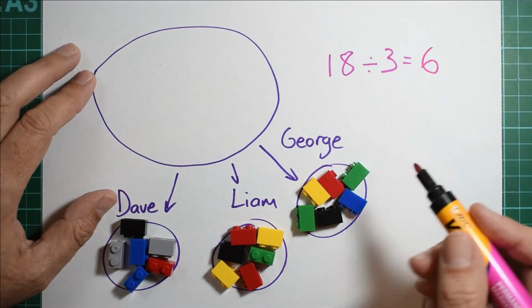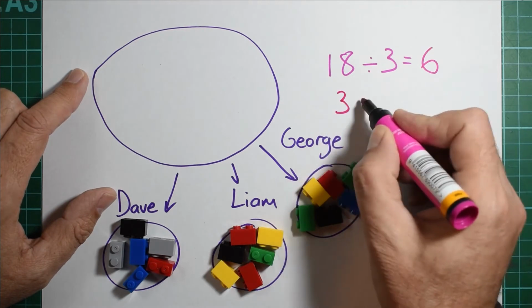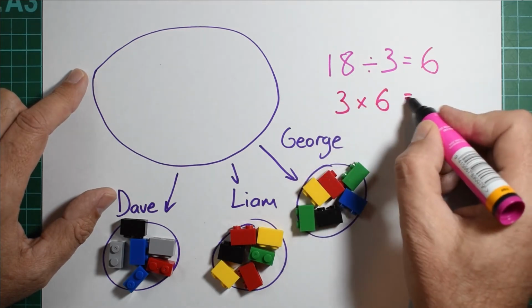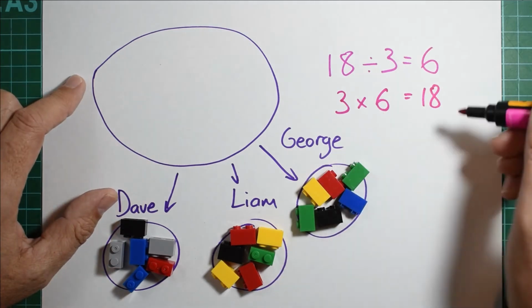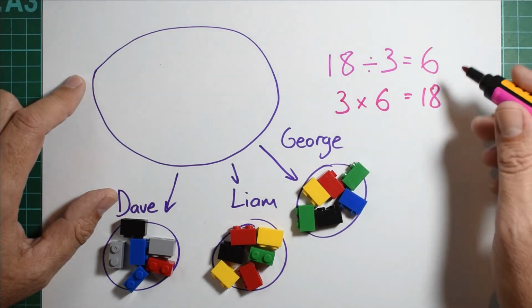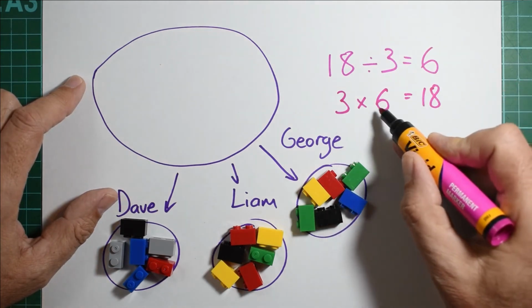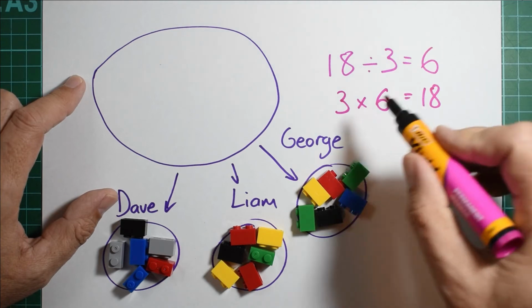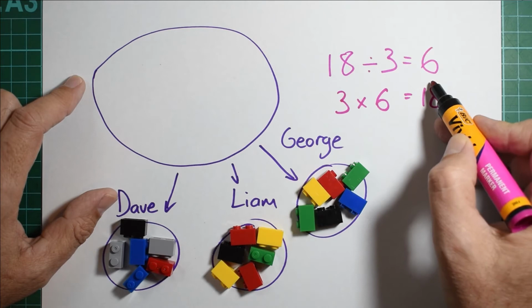Now you might have seen before other types of maths. Maybe you've seen this: 3 times 6 equals 18. Well, there's a reason those 3 digits appear in these two questions. They're in the same family of facts. If I do 3 times 6 is 18, I can also go 6 times 3 is 18. Or I could say 18 divided by 6 equals 3.